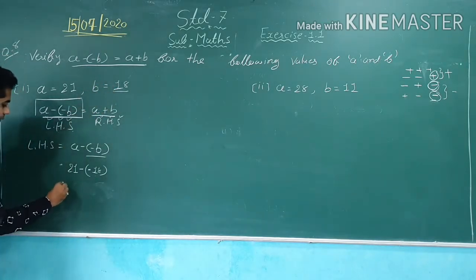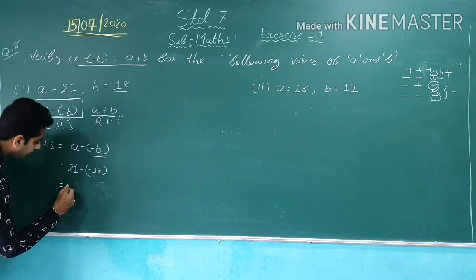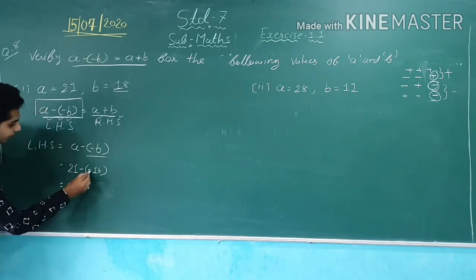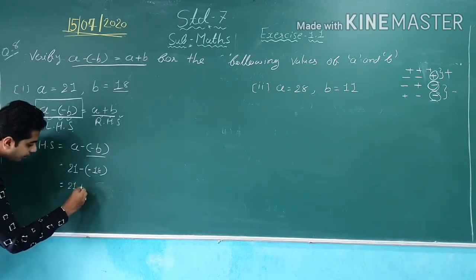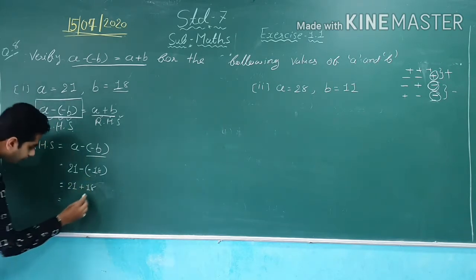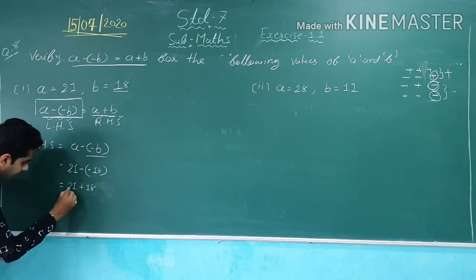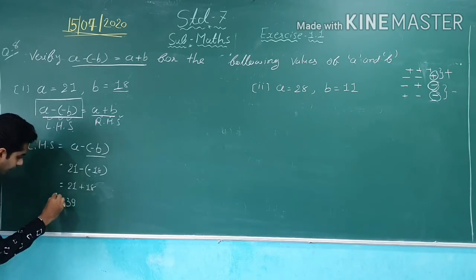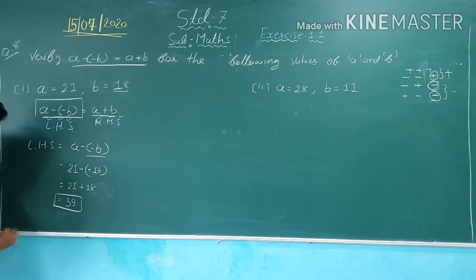Okay, now I'll open the bracket, so 21. Now here minus minus becomes plus 18. So 8 plus 1 is 9 and 2 plus 1 is 3. So on the left hand side we got 39.